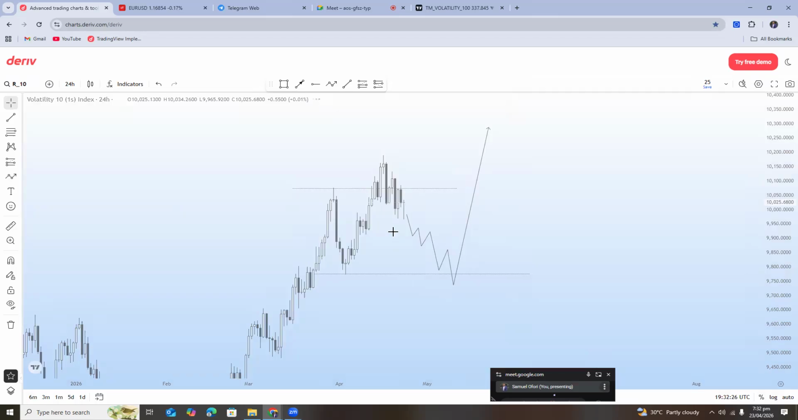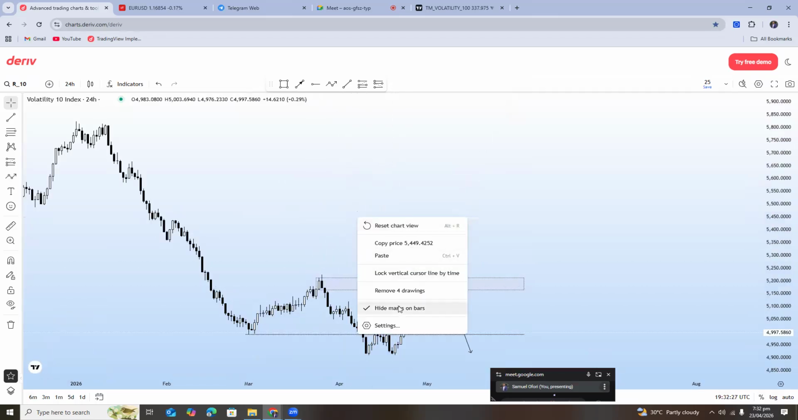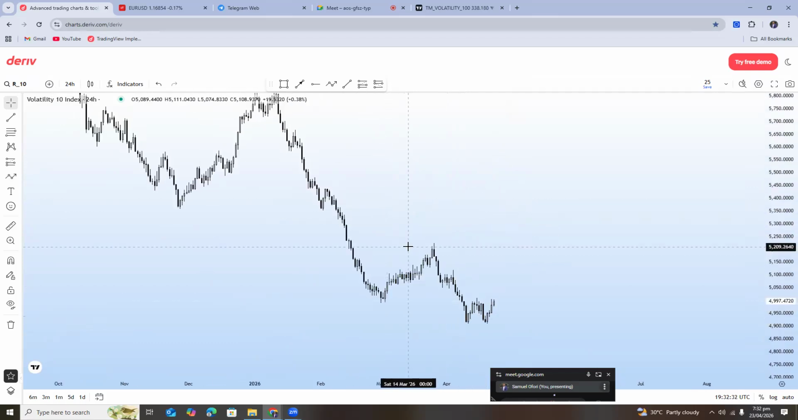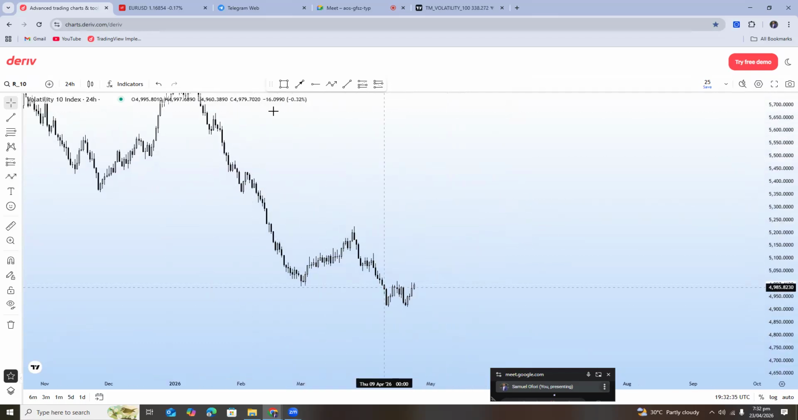Let's look at this market. I have looked at some of these markets before. So right now, this is in a downtrend.